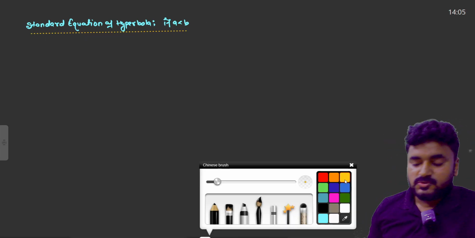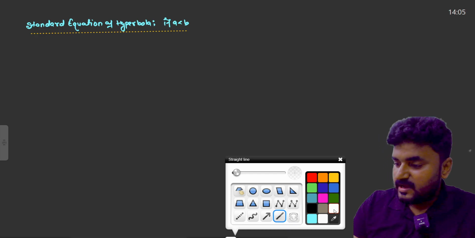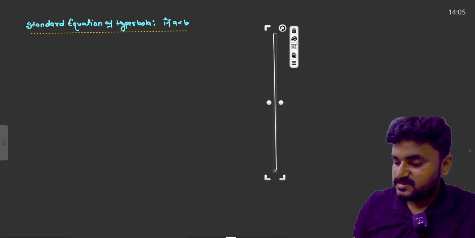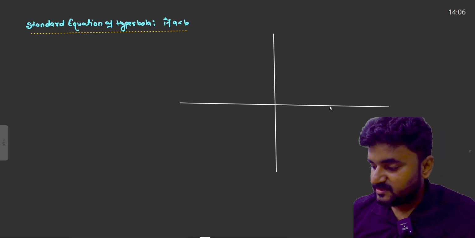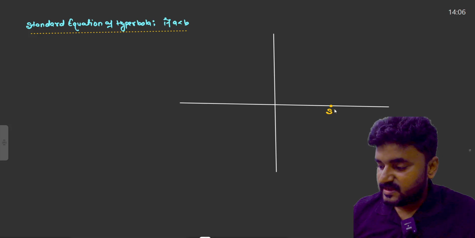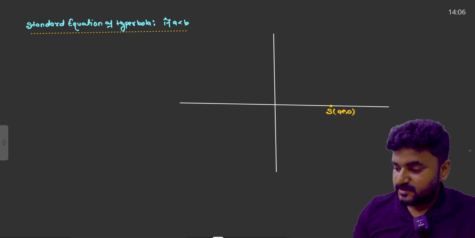Once again I will take everything the same as it is. So I am taking once again the x axis and the y axis, and I have taken two foci, S at ae comma 0. Here we should not take that, we should take where?